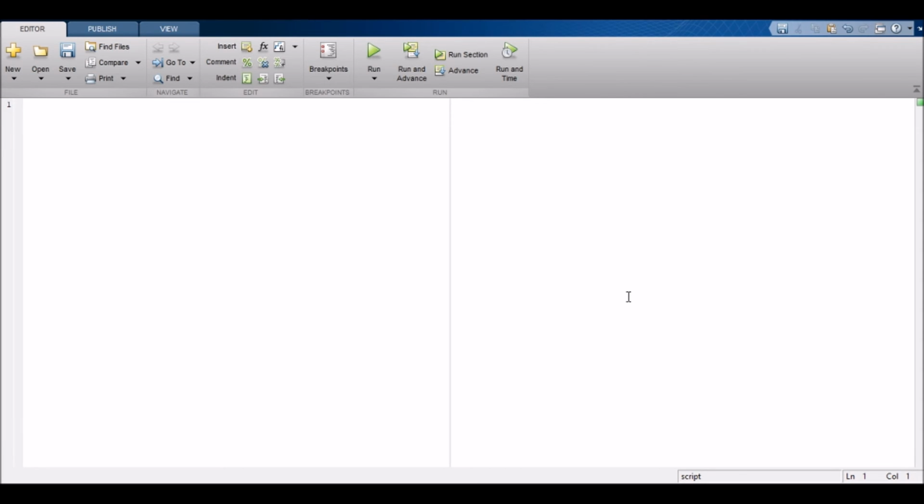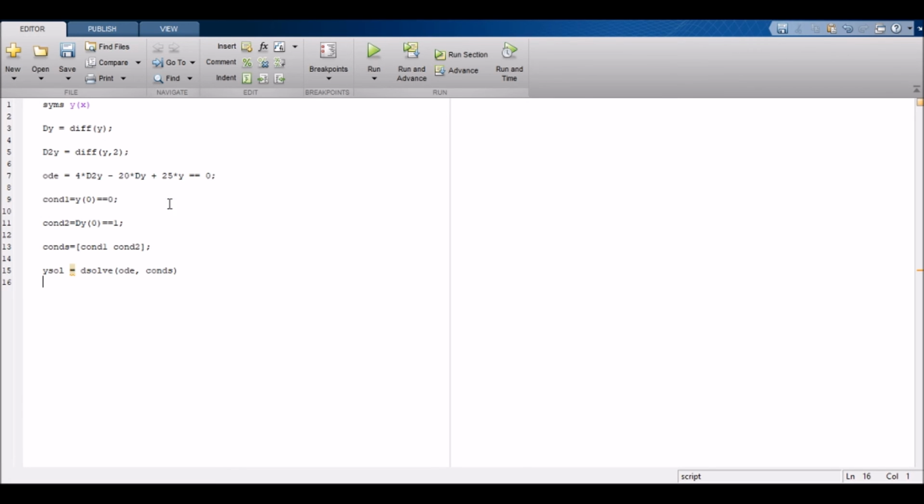Example number 8. The ordinary differential equation is second order differential equation with two initial conditions. We solve this by using MATLAB and plot the graph of this. For this, I am pasting here some initial stage. Syms y of x, dy, that means differentiation of y, d2y means d2y by dx square. Then ordinary differential equation is 4 d2y by dx square minus 20 dy plus 25y double equal 0. First condition, second condition, then conditions 1 and 2.